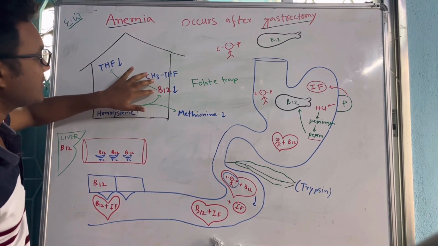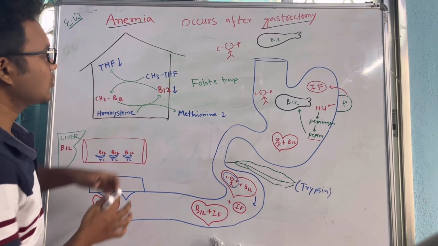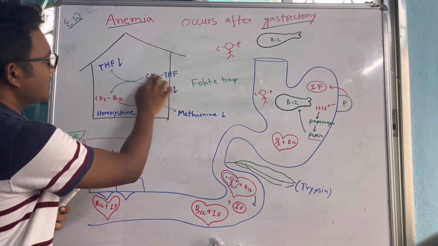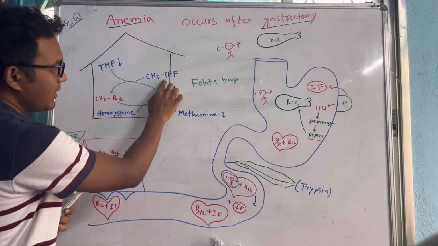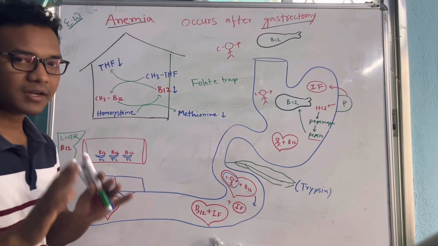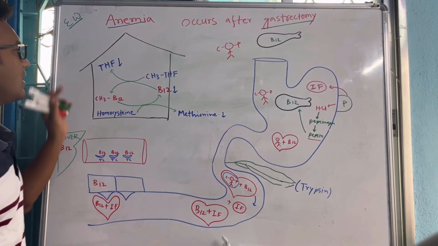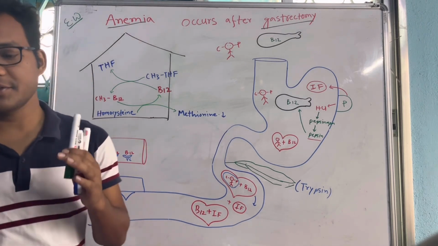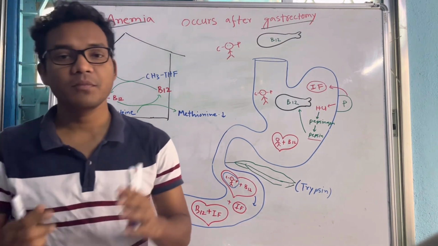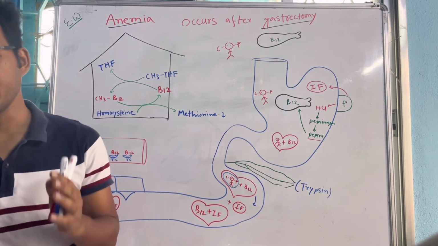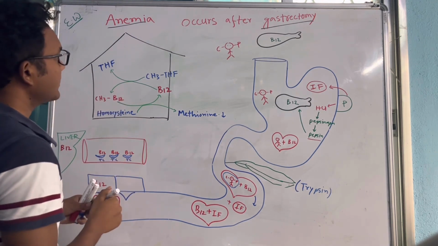Folate trap means if there is deficiency of B12, it leads to accumulation of methyl tetrahydrofolate inside the body. So methyl tetrahydrofolate cannot be converted into tetrahydrofolate, so it accumulates inside the body. It is known as the folate trap. Clear? Now, what is the function of tetrahydrofolate? The function of tetrahydrofolate mainly is that it helps in formation of ribonucleotide to deoxyribonucleotide.